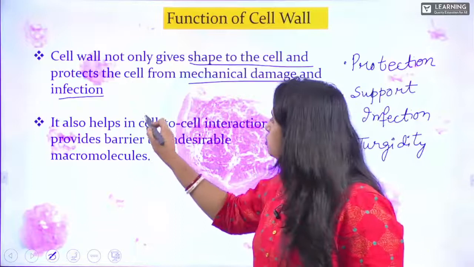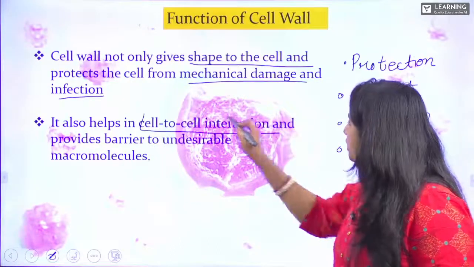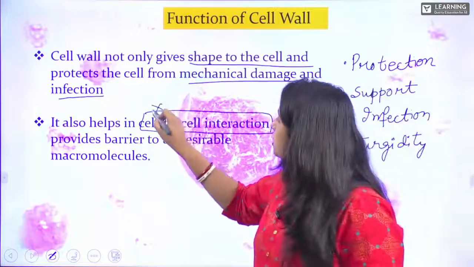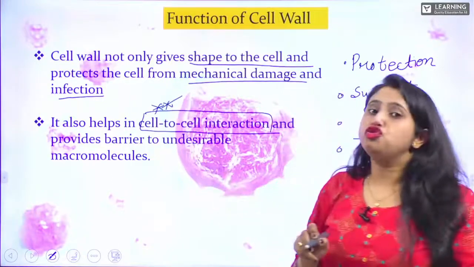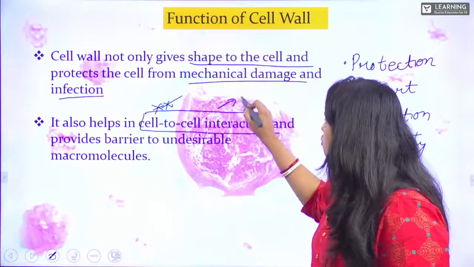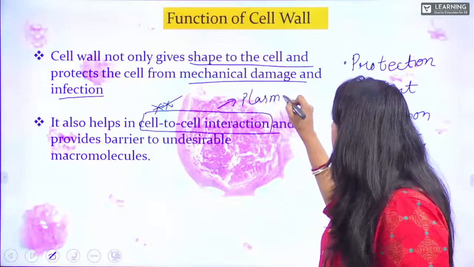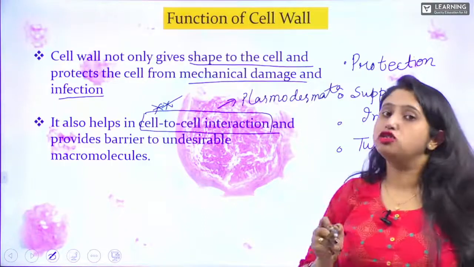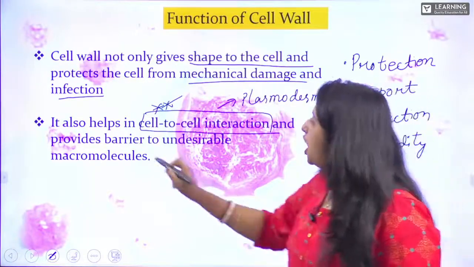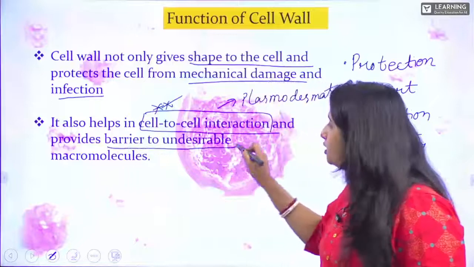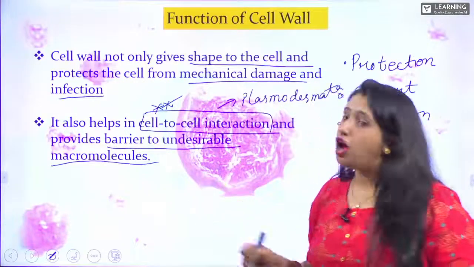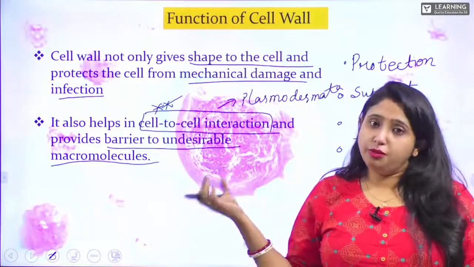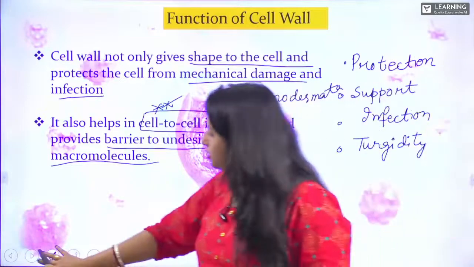Rigidity. So it also helps in cell-to-cell interaction. Okay, this is very important. So it also helps in cell-to-cell interaction through the plasmodesmata, and provides a barrier to the undesirable macromolecules. Okay, so it does not allow the undesirable macromolecules to get inside the cell.